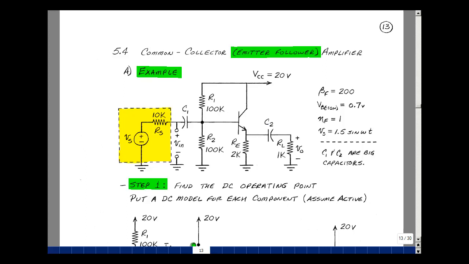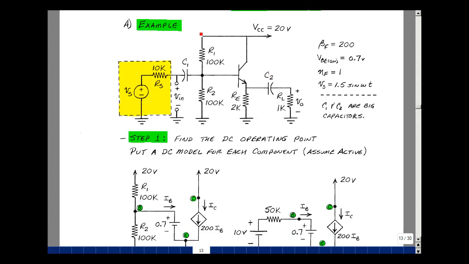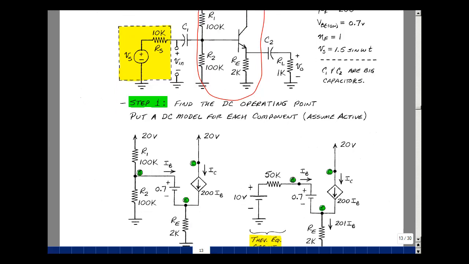Step 1 of our algorithm is to put a DC model in for each component. The capacitors are open circuits, so pretty much they disconnect this circuit from this side and from this side. So I just drew this part over down here. Drew the power supply twice. That's a nice trick for breaking the loops apart. I've got 20 volts and two 100K resistors. I've got the collector of the transistor, and then I've got the emitter back to ground with a 2K.